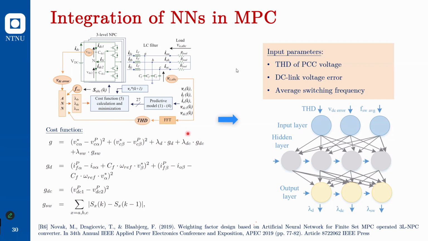And the second weighting factor is related to maintaining the balance of the DC-link voltage. That is why you see the VDC error going as another input to the NN. And the last one is the average switching frequency. So with the data that you collect by simulating the model predictive controller, you will predict these three weighting values.